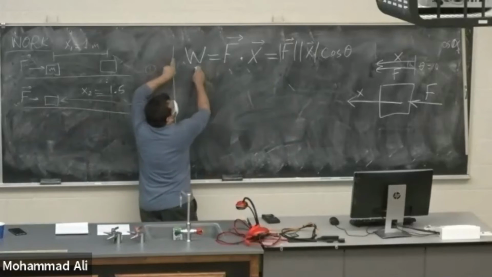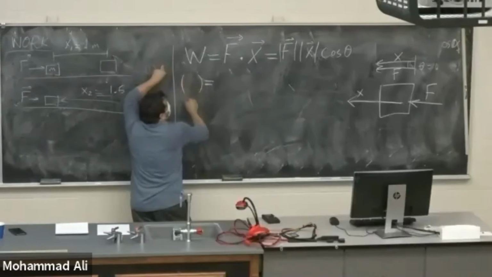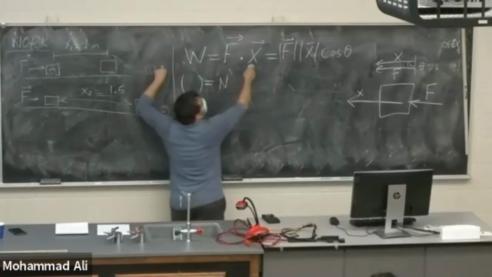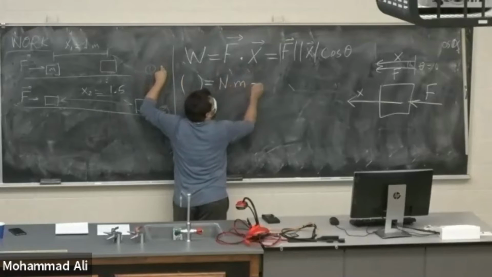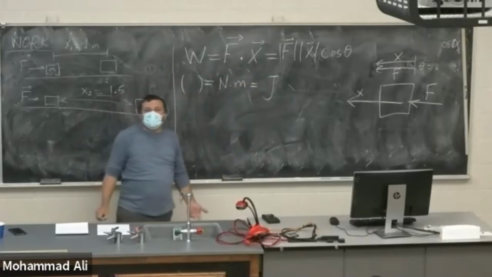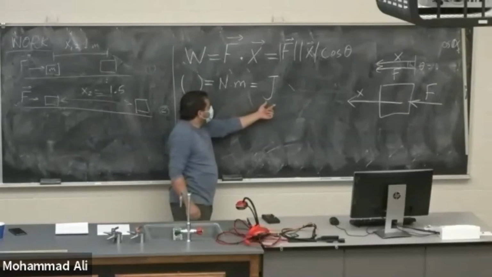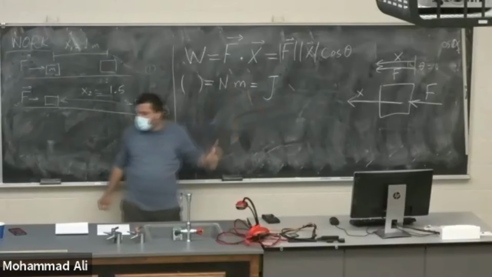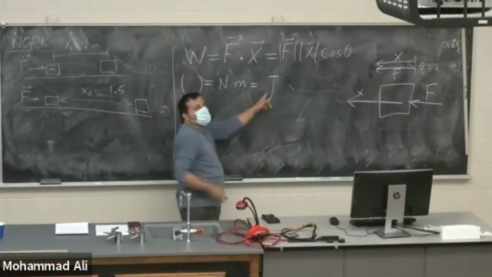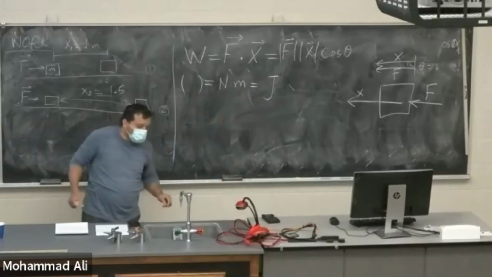Now the work is equal to the force times the distance. What is the unit of the work? The force is in Newtons, X in meters. Newton multiplied by meter is joule. The joule is the unit of energy. Okay? So the unit of the joule is equal to Newton multiplied by meter. If I ask you, what is 1 joule? It is 1 Newton multiplied by 1 meter. Any question about it?